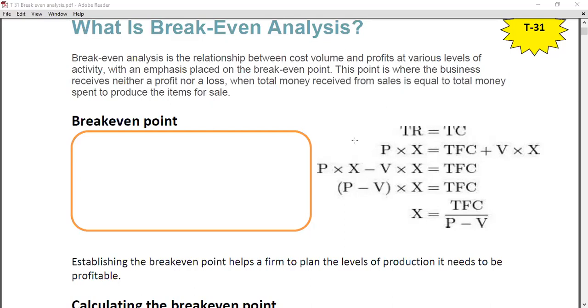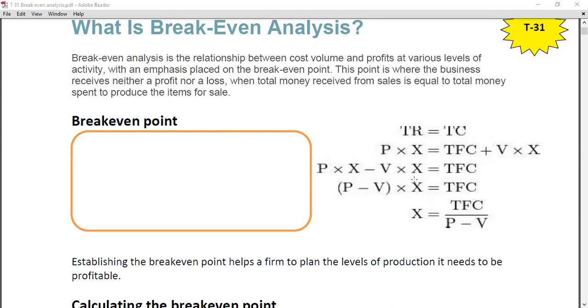Now, because there is a similar term on both sides of the equation, we can take TFC as the subject. Price times quantity is on this side, and on this side there is variable cost times quantity. So I move the plus V times X to the other side as minus V times X, equal to TFC. This is from the formula TR equals TC. So I take the X, the quantity value, out, and then make it the subject.